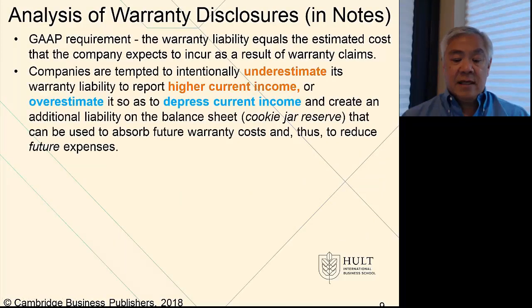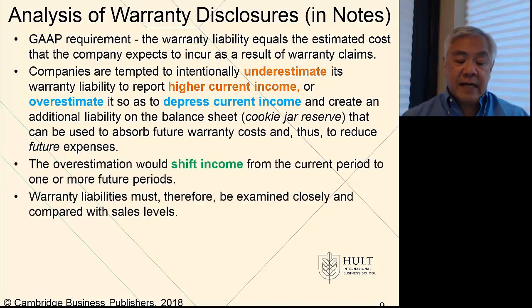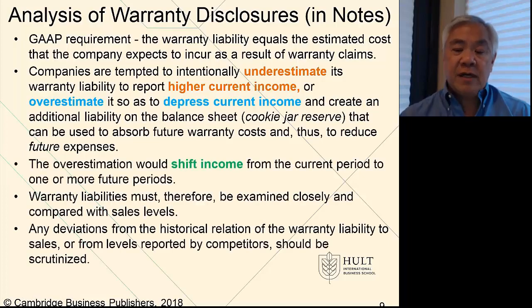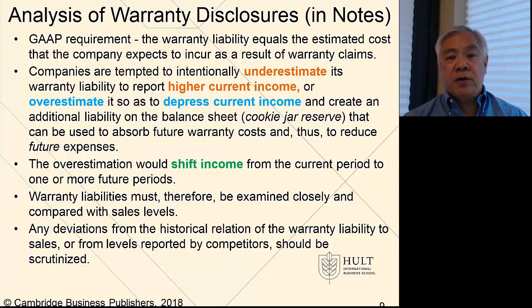When we analyze the warranty disclosures, it's actually pretty difficult without a lot of knowledge. We know what it's supposed to be. It's supposed to be their estimate of what the charges will be. But we know that it's tempting for companies to play around with this and to essentially manage income. If they underestimate a warranty liability, then they're going to show more net income. If they overestimate the amount of expected future claims, they're going to lower net income because they've boosted their warranty expense. So we call this a cookie jar reserve.